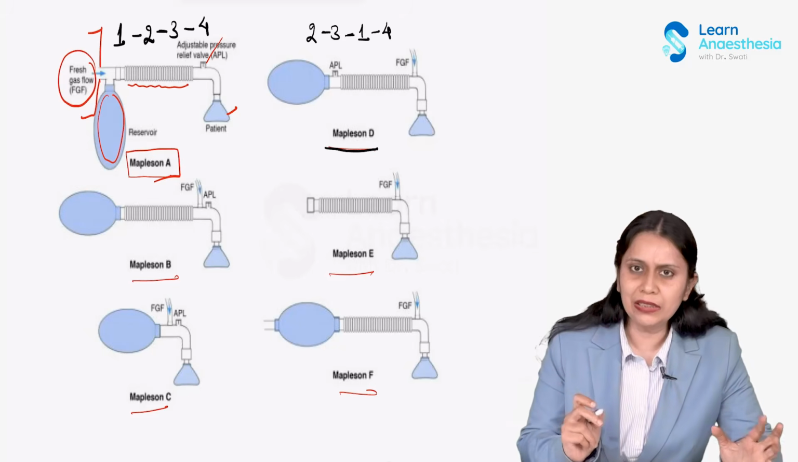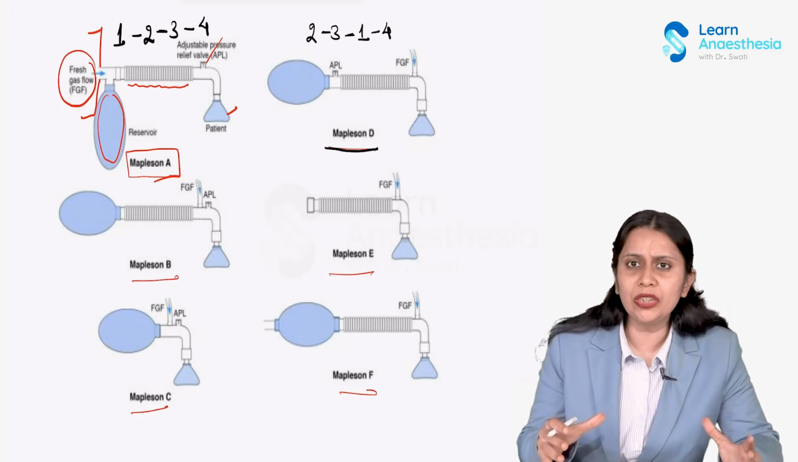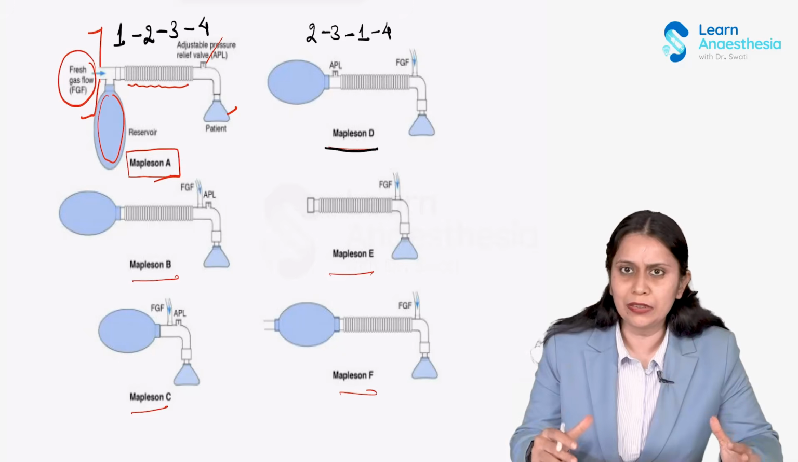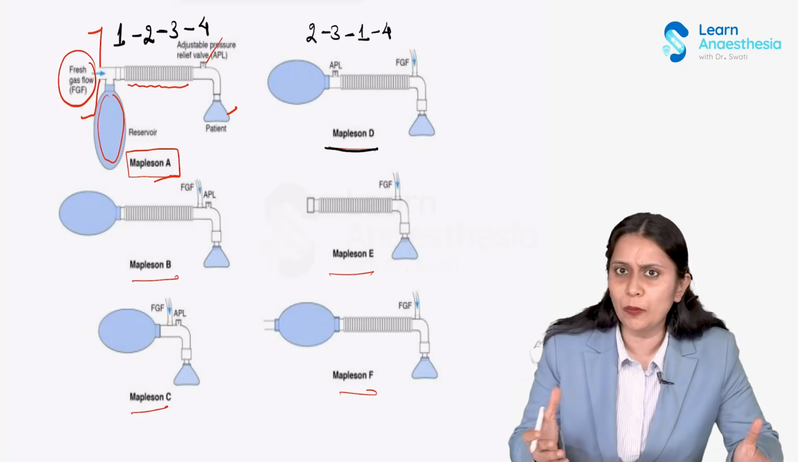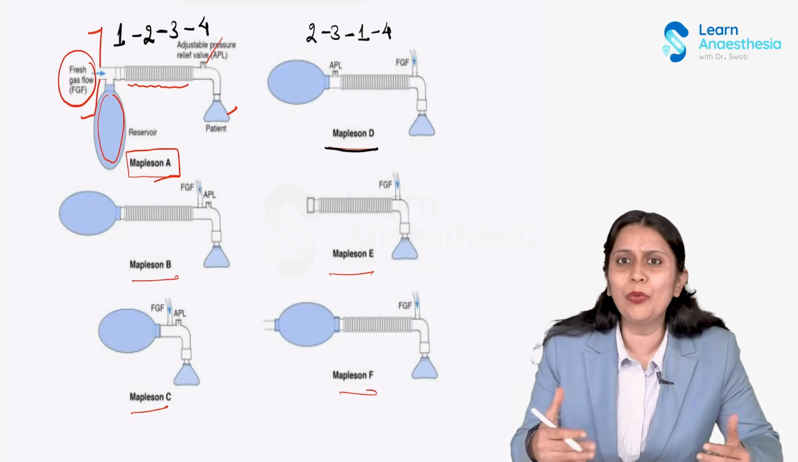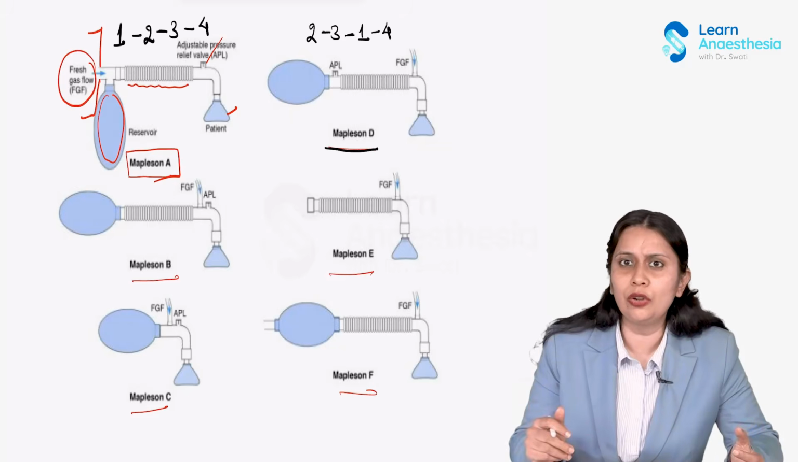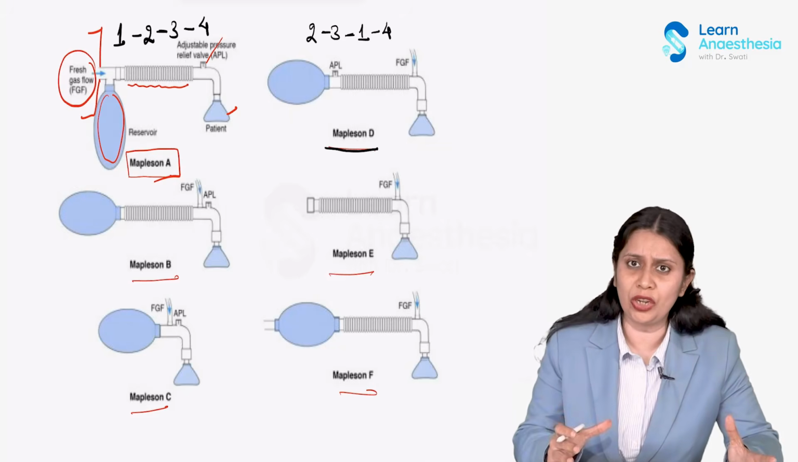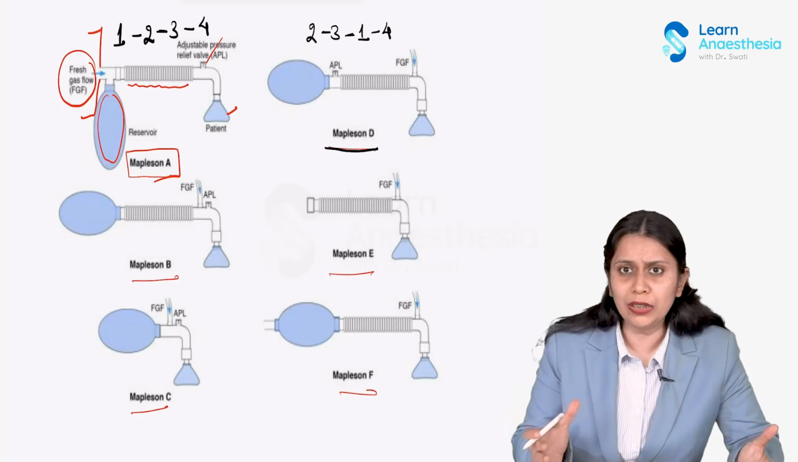So parts are still the same, only it has been arranged in a different way, and now the circuit's efficiency changes for different circumstances. Like A is best for spontaneous ventilation, D becomes better and best for controlled ventilation. Right? So parts are the same, only the arrangement is changed, and of one part over the other.